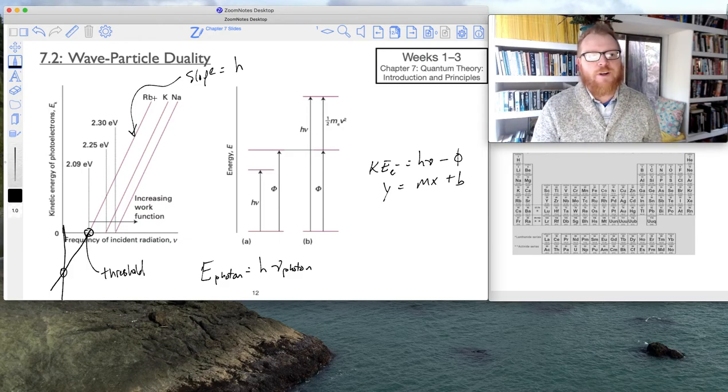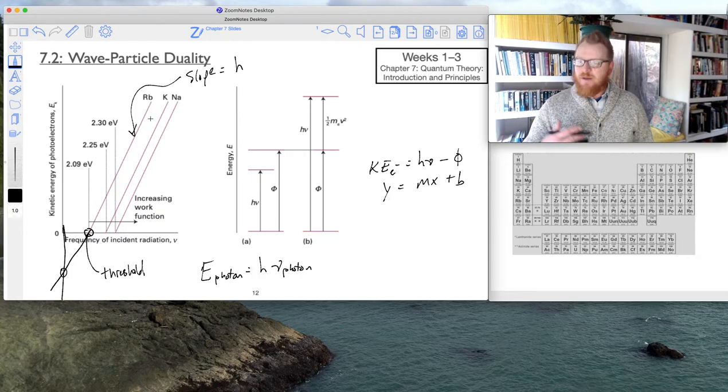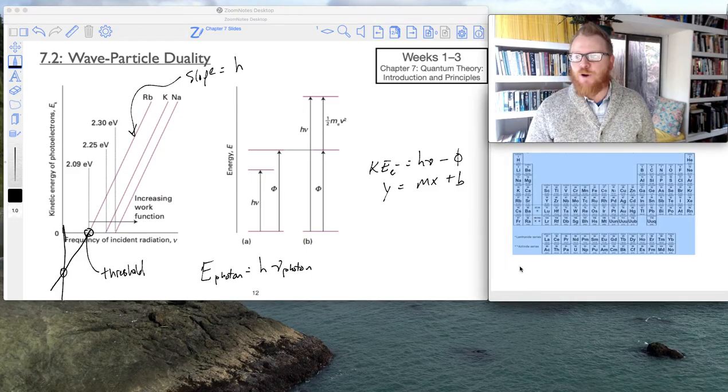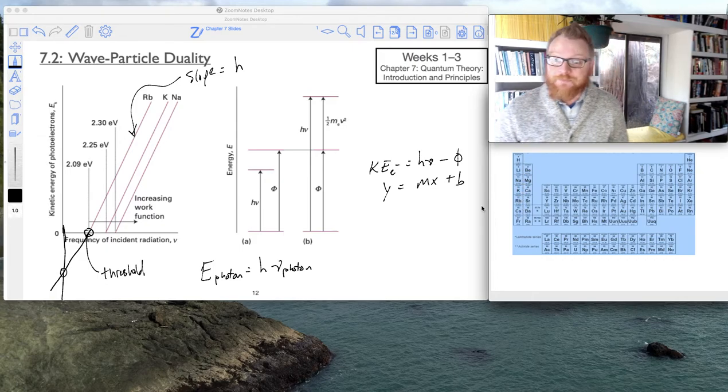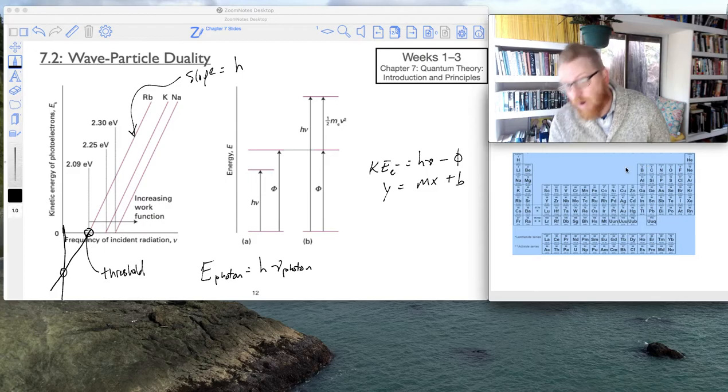So you also notice here the trend, rubidium, potassium, sodium. So work function, it's very similar to ionization energy. So it scales as ionization energy. And if you recall from your Gen Chem, ionization energy increases as we go up and to the right. And that's exactly what you see here, right? Very cool stuff. Work function of rubidium, 2.09 eV. Work function of potassium, 2.25 electron volts. And work function of sodium, 2.3 electron volts. And those would keep increasing as we went up the table and went over to the right.